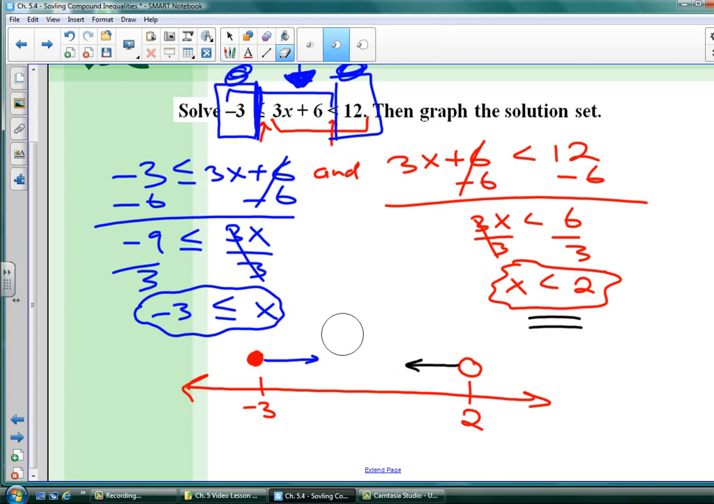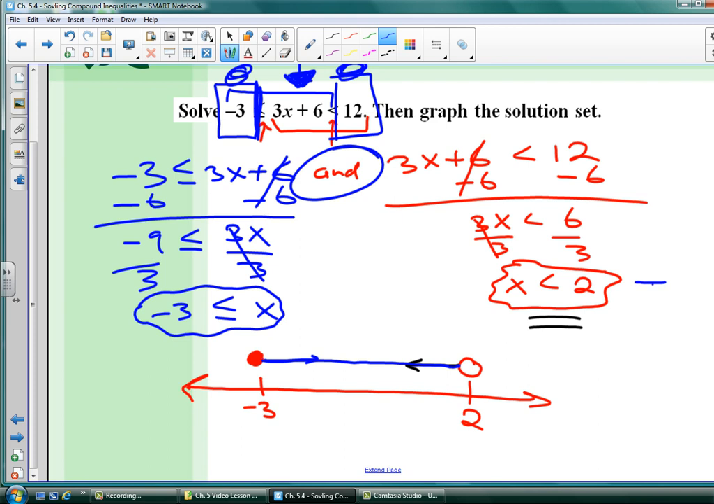Okay? So what we really want to do is connect these. We're going to say all the values less than 2, but I can't go past -3 because there's an and here. And remember, for an and statement, both parts have to be true. Well, the only time this is true is for numbers that are less than 2. The only time this is true is for numbers that are greater than -3. And the only time that can happen at all is between -3 and +2.